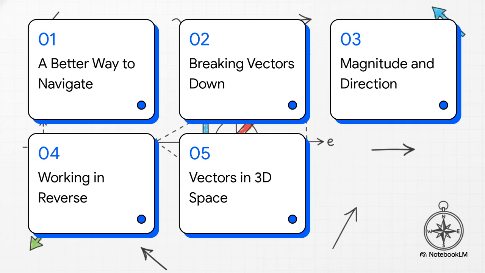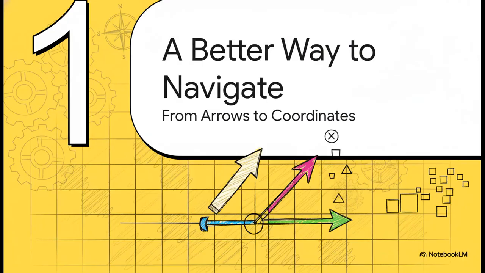So here's our roadmap. We'll start by making that better way to navigate a little more official. Then we'll get into the real meat of it, breaking vectors down. After that, we'll see how to figure out a vector's true length and angle, how to work backward from those, and then, finally, we'll take our new toolkit and jump into 3 dimensions. Okay, let's jump right into Section 1, finding a better way to navigate.